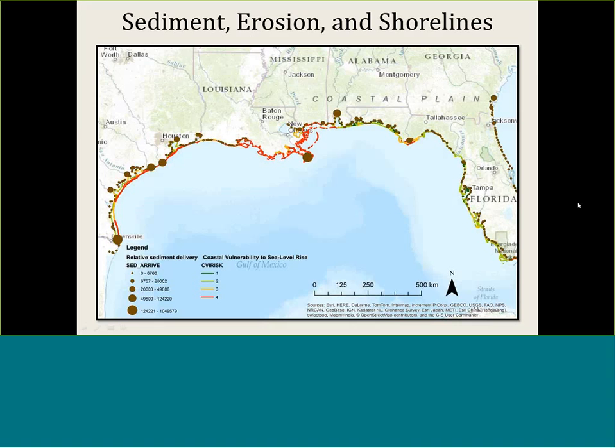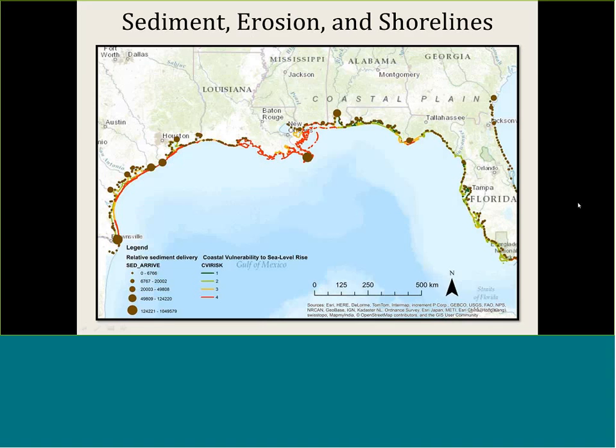Now, our sediment, erosion, and shoreline data package includes things like historical shorelines, shoreline change, sediment delivery, and things like beach nourishment and placement areas. Shown on the screen here is a map with the relative sediment delivery, and this is a product of the World Resource Institute, as well as the USGS Coastal Vulnerability Index.